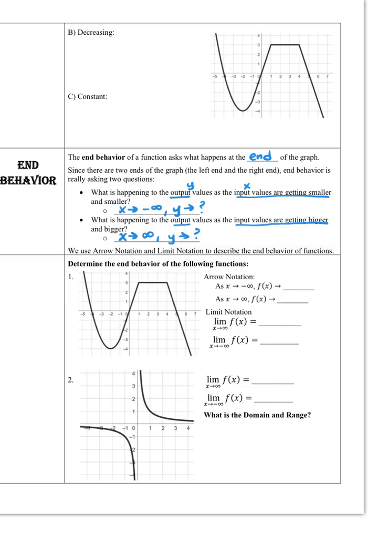So let's look at this first one. It says determine the end behavior. So if I look on the left part of my graph, what is happening to my y values? So x is going to negative infinity on this side. Y is going up. So we're going to say y goes to positive infinity, or the function goes to positive infinity. And then on the other side, here's my x going to positive infinity. My y is going down. So we say it's going to negative infinity. We're not going to worry about limit notation.